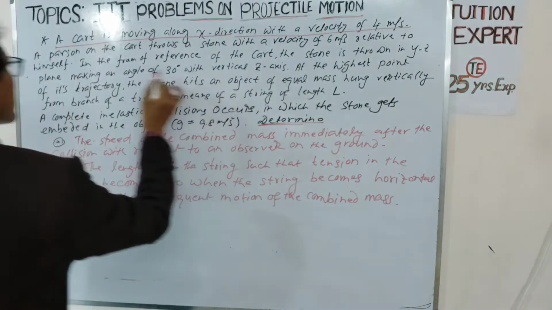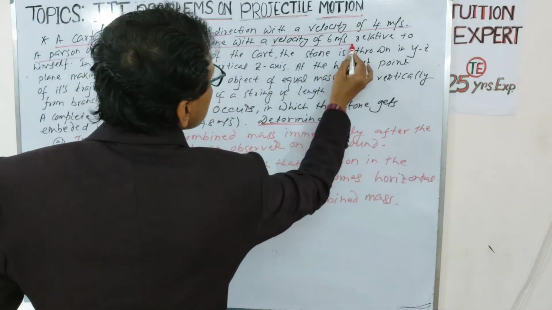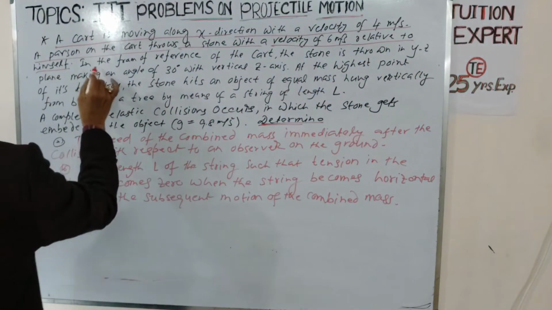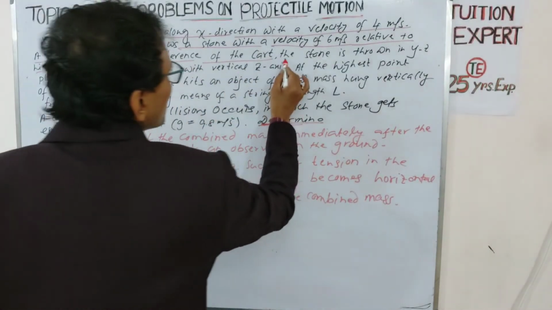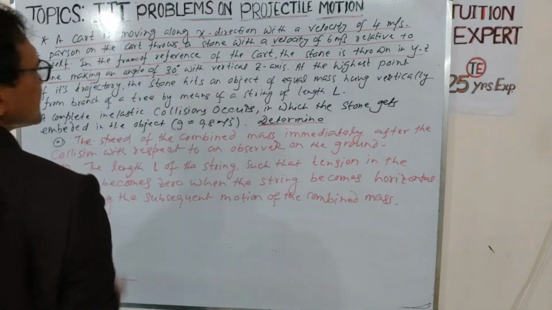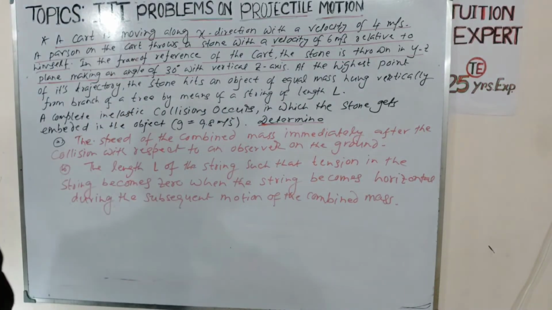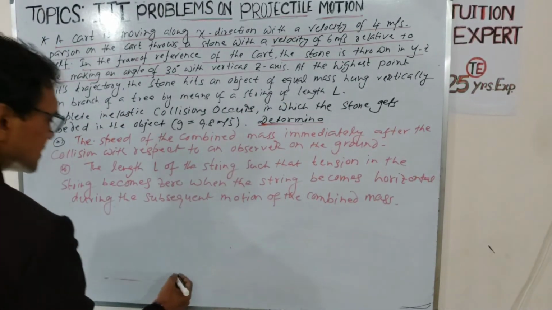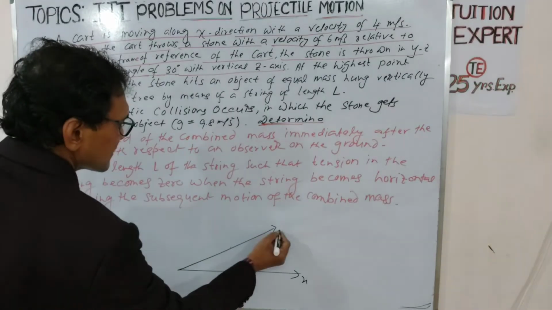The cart is moving with a velocity of 4 meters per second. A person on the cart throws a stone with a velocity of 6 meters per second relative to himself, in the frame of reference of the cart. The stone is thrown in the yz plane, making an angle of 30 degrees with the vertical z axis. Let me draw the picture. Suppose this is x, this is y and this is z.